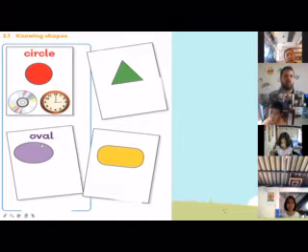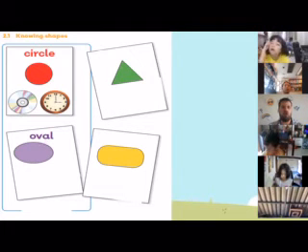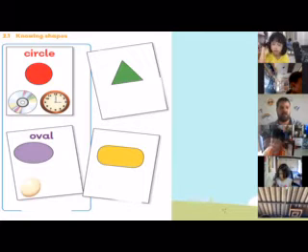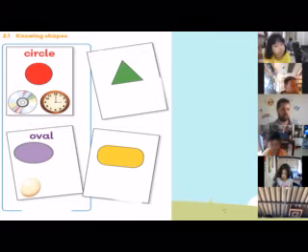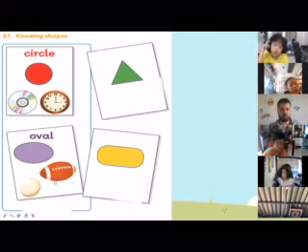Oval. Okay, oval. Let's spell oval. So it's O, V, A, L. Oval. Okay, so now let's look at the objects that are oval shaped. So our first one, we have an egg. We have an egg and a football. Football.